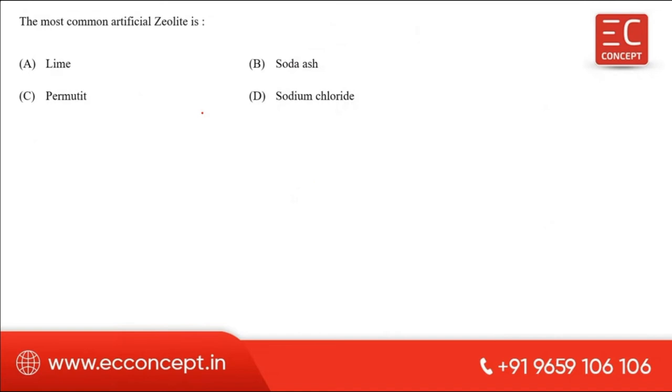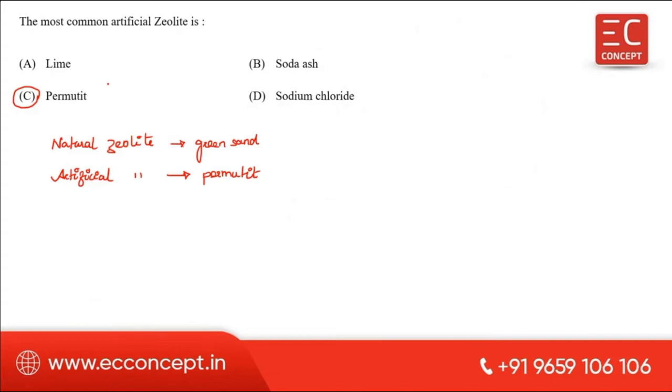Now, the most common artificial zeolite is permutit. So the answer for this question is permutit. There are two zeolites. One is natural zeolite, called green sand. The next one is artificial zeolite, which is permutit. So the answer for this question is C.